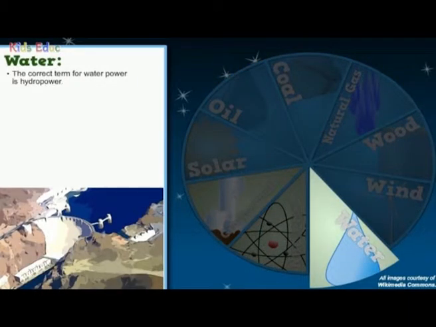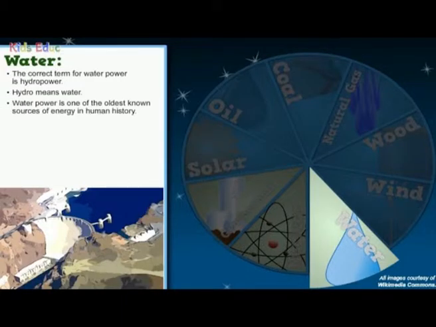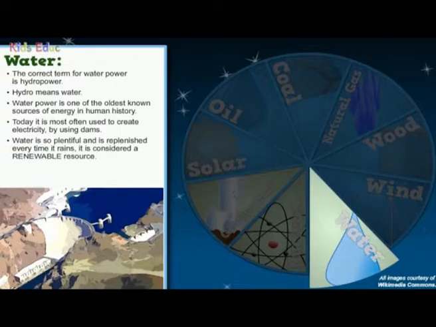The correct term for water power is hydropower. Hydro means water. Water power is one of the oldest known sources of energy in human history. For example, did you know that water mills were used in ancient China? Today, it is most often used to create electricity by using dams. And of course, it's a major source of energy and life for humans as drinking water. Because water is so plentiful and is replenished every time it rains, it is considered a renewable resource.